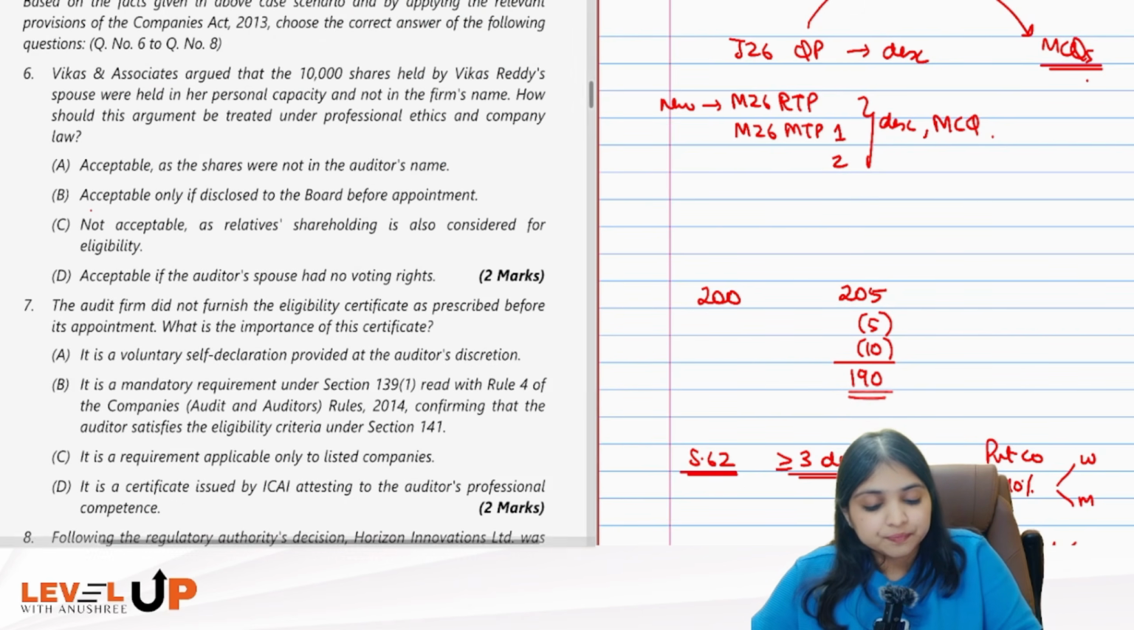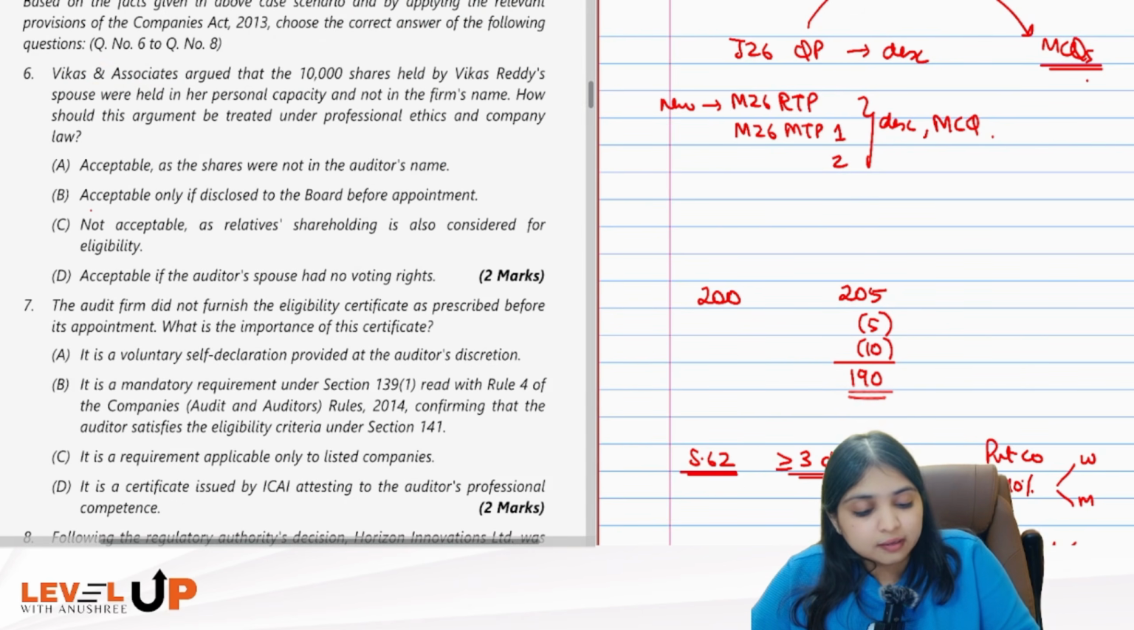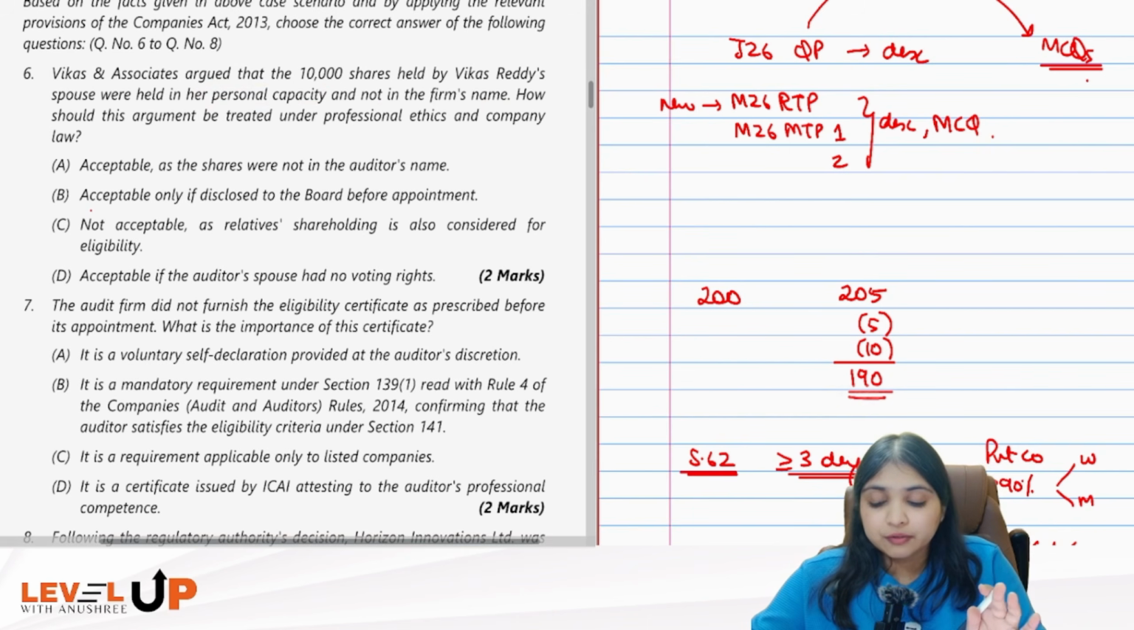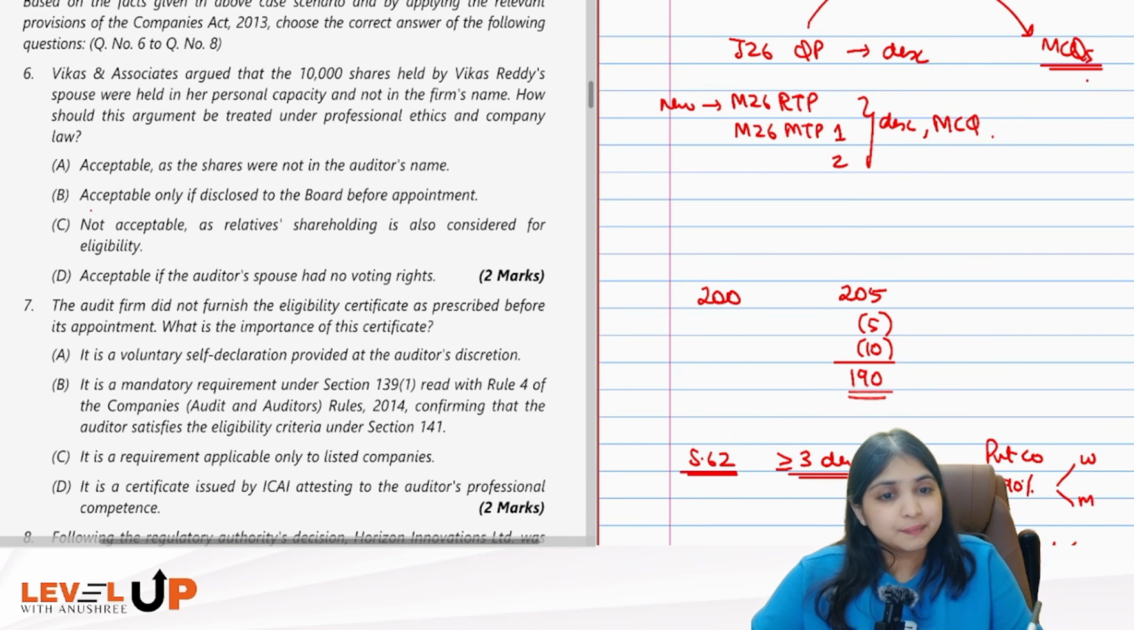Now see the question. Vikas and Associates argued that 10,000 shares held by Vikas Reddy's wife were held in her personal capacity and not in the firm's name. It doesn't matter. If the auditor's relatives are holding securities in the company, if it is more than 1 lakh rupees face value, then the auditor is disqualified. You can't be an auditor in that particular company.